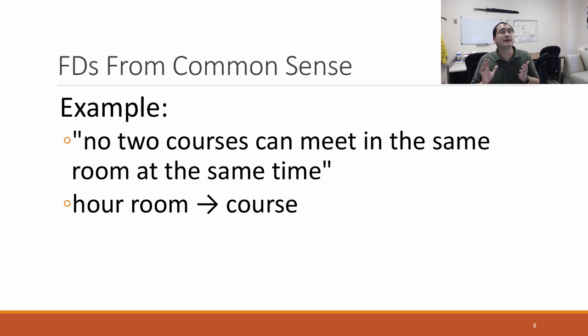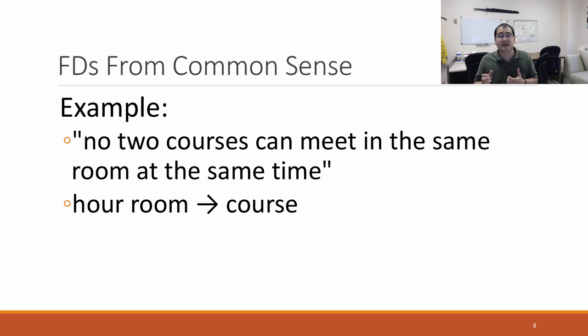Now, the best way often to determine these are things from common sense, where if I give you a piece of information, you can infer the rest of it. Though some of them are slightly more complicated to come up with. One type of common sense FD is things like no two courses can meet in the same room at the same time. Let's pretend that was a rule that holds at MSU.